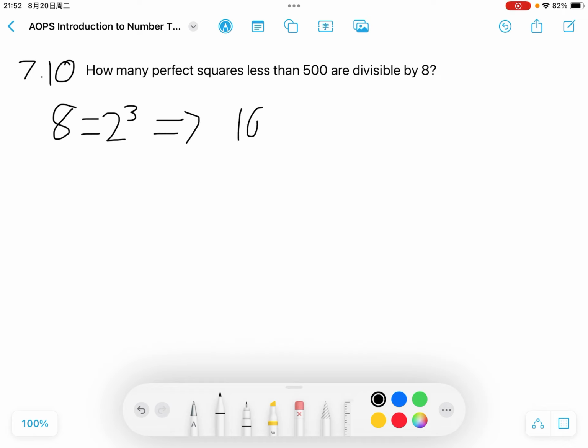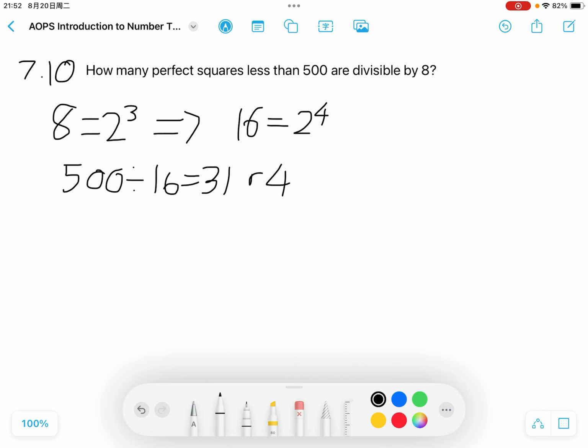If you multiply the equation by 2, we have 16 is equal to 2 to the power of 4, or 4 squared. So 16 is the smallest perfect square that is greater than 8. So that's what we're meant to do, and we take 500 divided by 16. It's 31, remainder 4, and what are we going to do now?